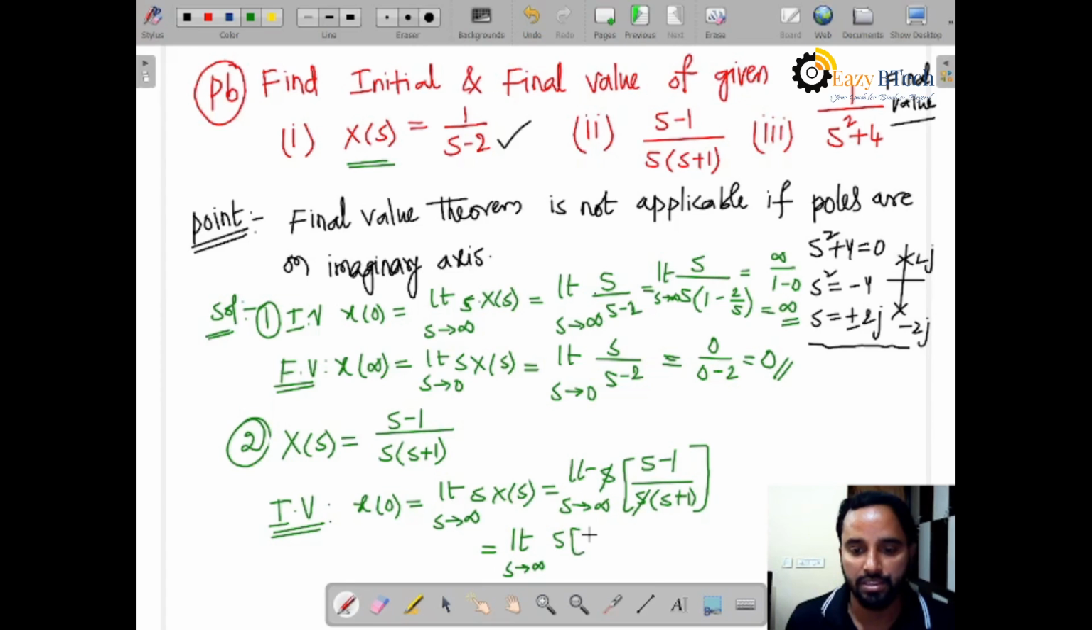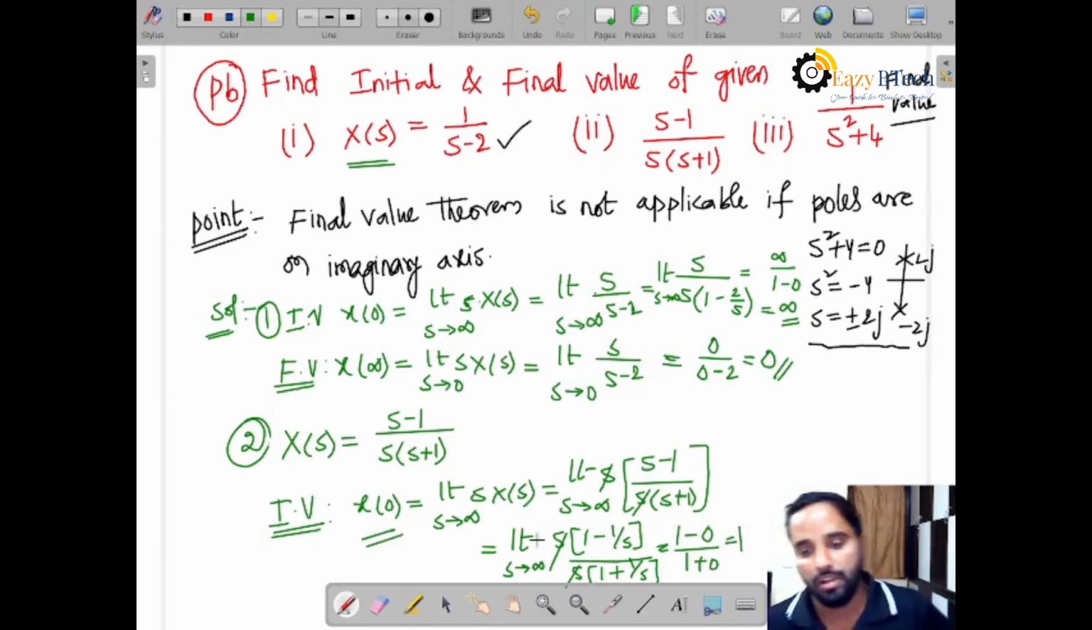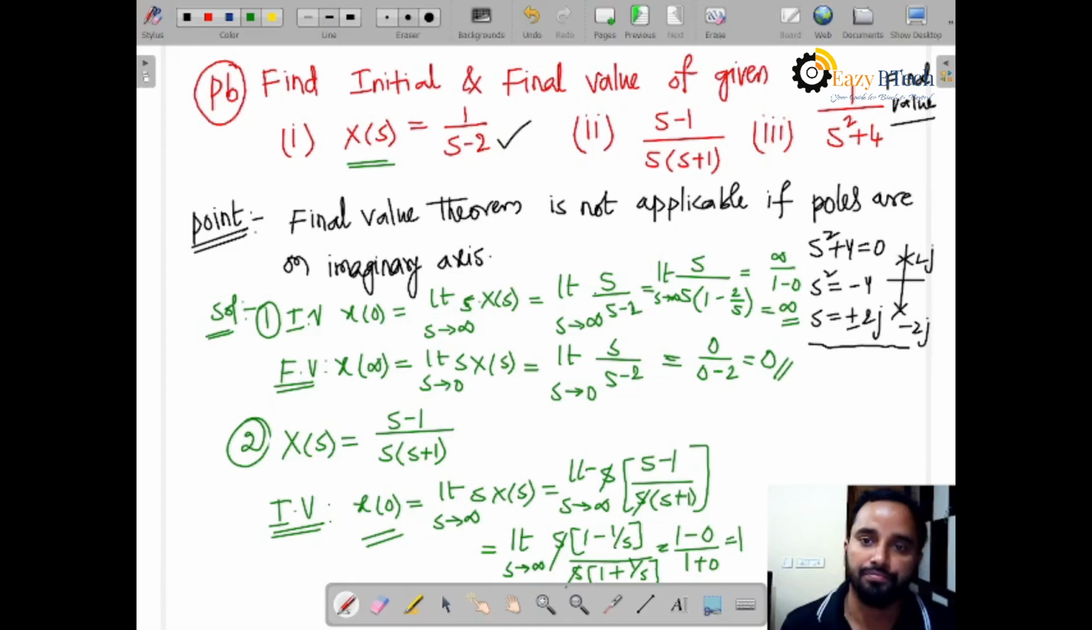If you take s common, 1 minus 1 by s divided by, here also s is common, 1 plus 1 by s. Then apply the limit, here the s terms get cancelled. Applying the limit, 1 minus 1 by infinity is 0, here also 1 plus 0, so the answer is 1. So the initial value is 1. Next, the final value.